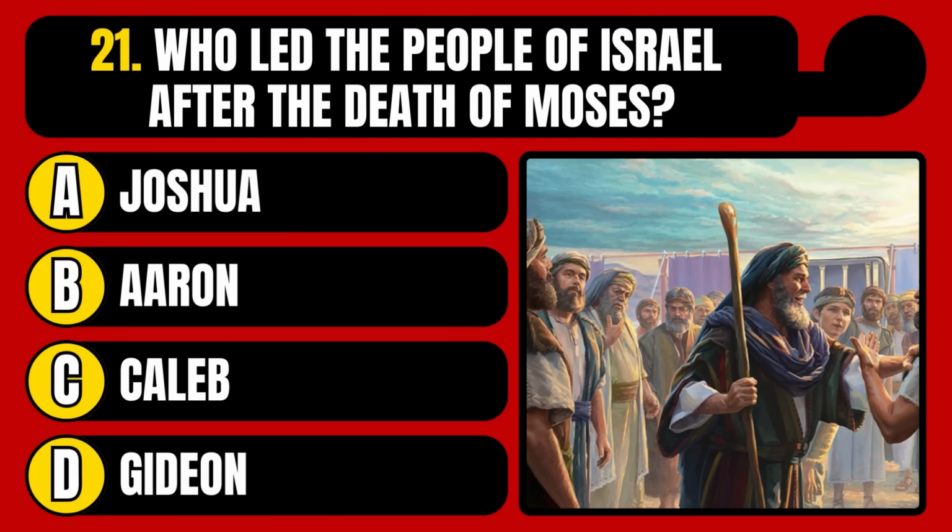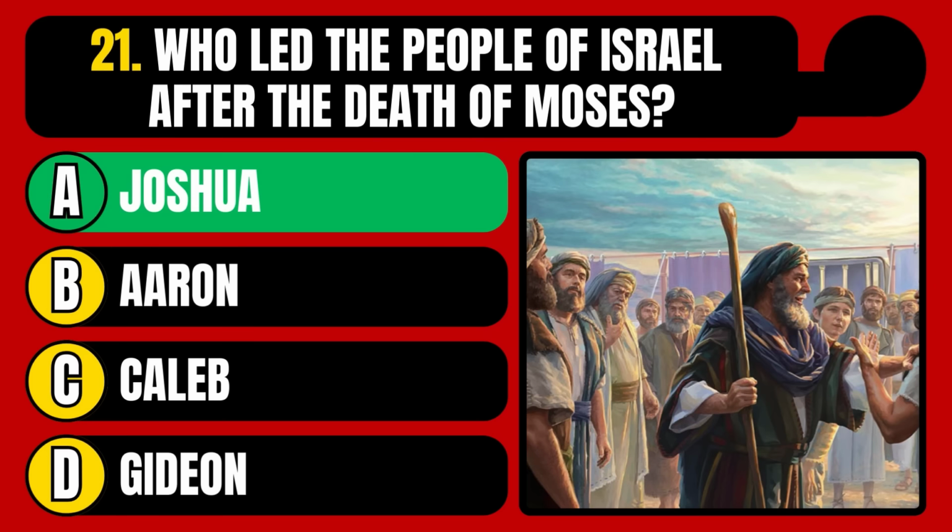Who led the people of Israel after the death of Moses? Joshua, Aaron, Caleb, or Gideon? The correct answer is option A, Joshua.